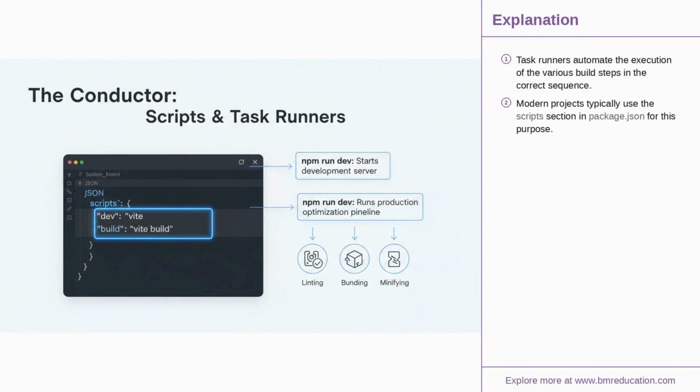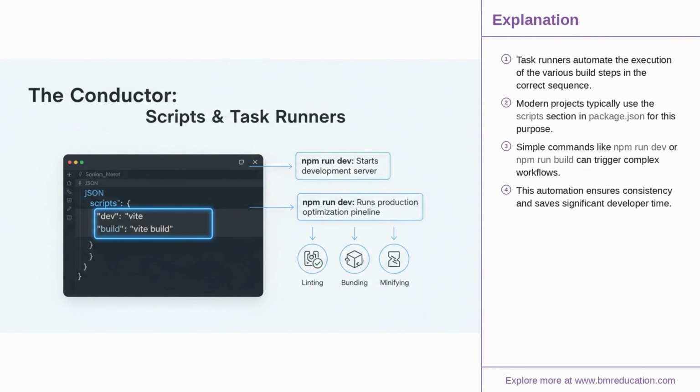All of these powerful tasks are orchestrated using task runners or simple scripts. Instead of running the transpiler, then the bundler, then the linter manually, we define these workflows in a configuration file. Most commonly today, this is done using scripts inside your project's package.json file. With a single command like npm run build, you can trigger the entire sequence of events, from linting to bundling to optimization.